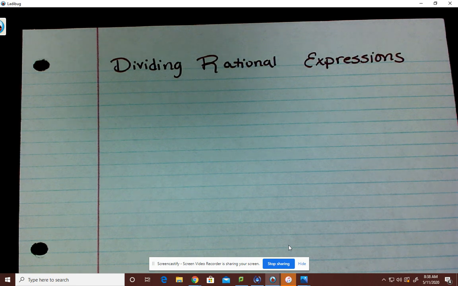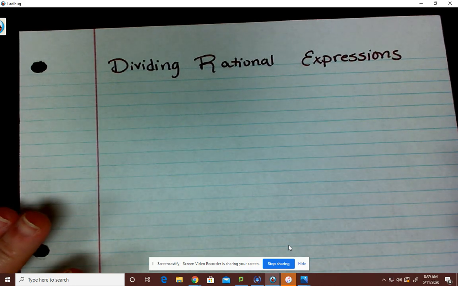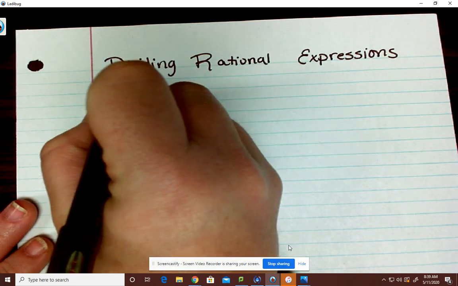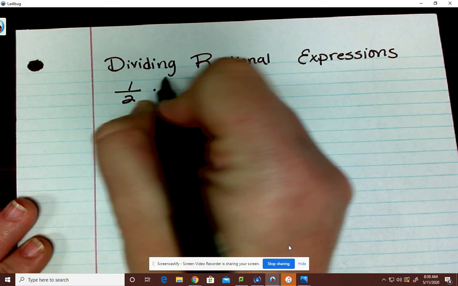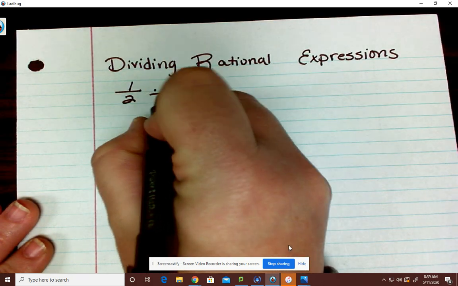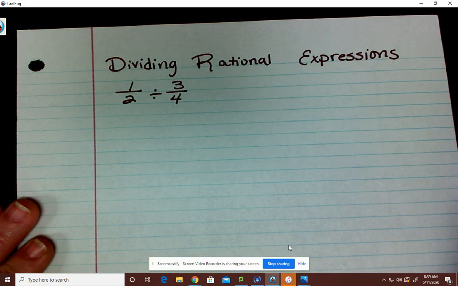So this week we're going to finish up a little bit with rational expressions and go over dividing. And then Wednesday, we'll just review what we've done with rational expressions and be finished up for the year. All right, so let's talk about dividing. We know rational expressions are fractions, so let's talk about if we divide fractions. So let's say we have 1/2 divided by 3/4.